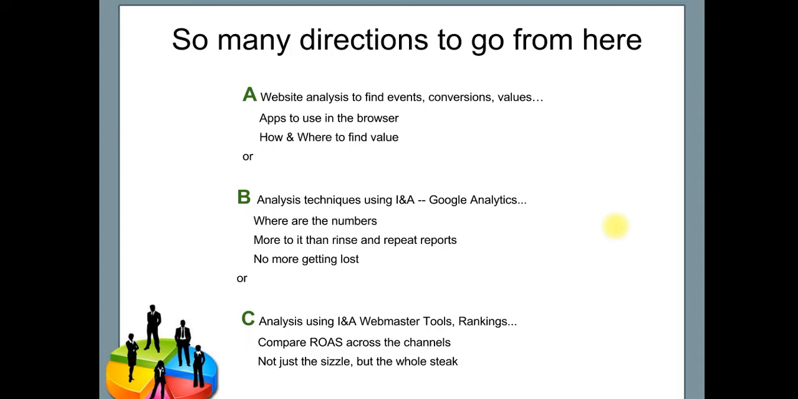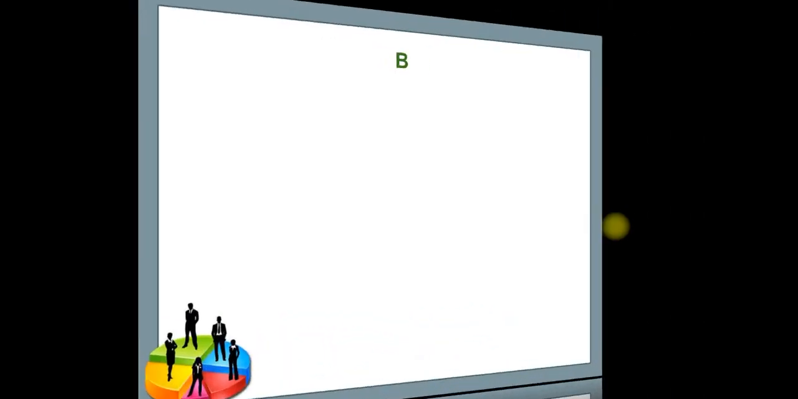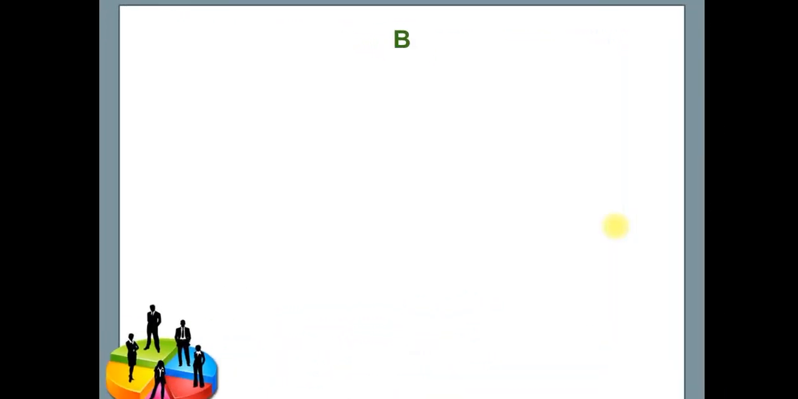We could compare return on ad spend across multiple channels. We could get not just the sizzle, but we could actually start looking at the whole steak. Well, we're going to go with B. And this is great. This is really good because we can start eliminating a lot of the confusion. I mean, hopefully you've already eliminated some confusion with what Tag Manager is and how we use it and all that. And now that confusion's gone. This stuff is easy. Anybody can do it.